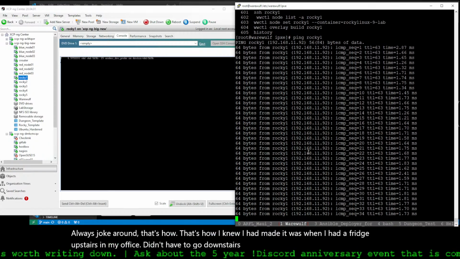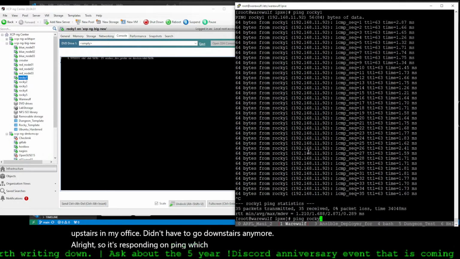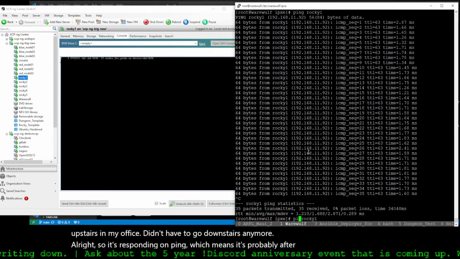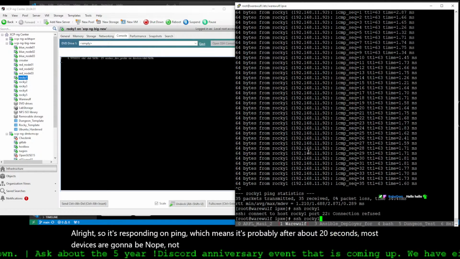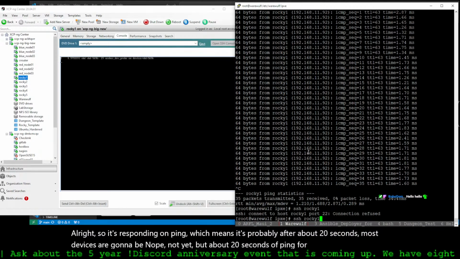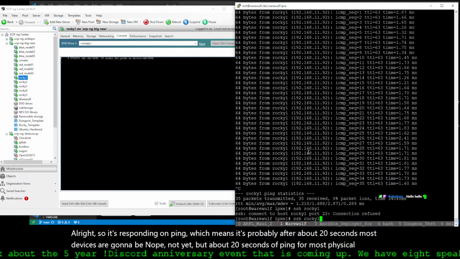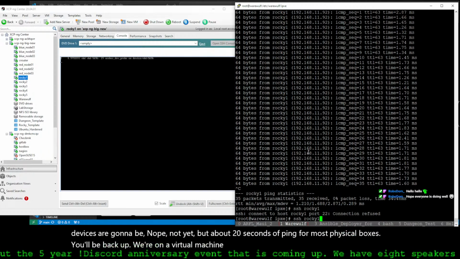All right, so it's responding on ping, which means it's probably after about 20 seconds. Most devices are going to be nope, not yet. But about 20 seconds of ping for most physical boxes, you'll be back up. We're on a virtual machine, so I would have thought it was faster.